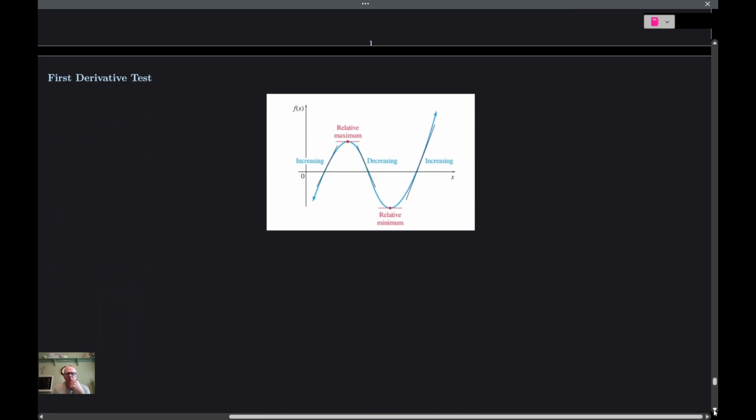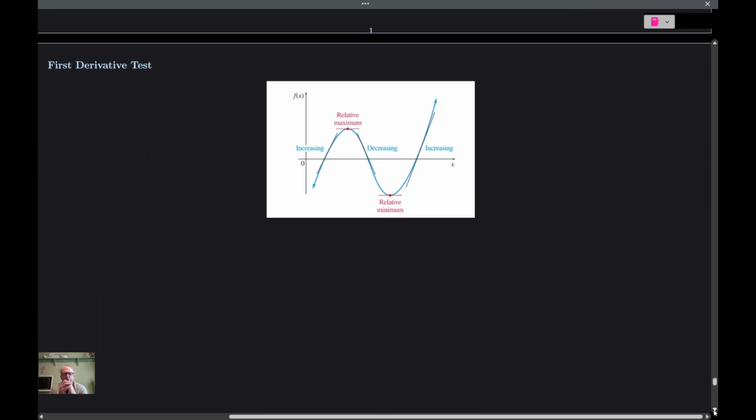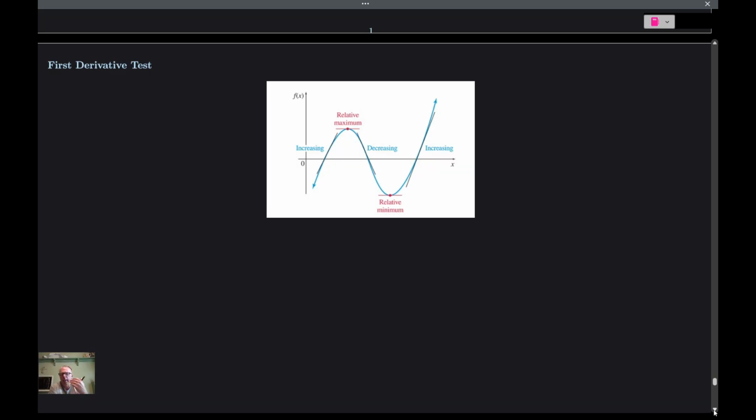Now we have what's called the first derivative test. The first derivative test is a way to find a relative maximum or a relative minimum. This is kind of common sense when you think about it. Maybe you hadn't thought about this. This is one of those things you probably kind of know but haven't really thought about.